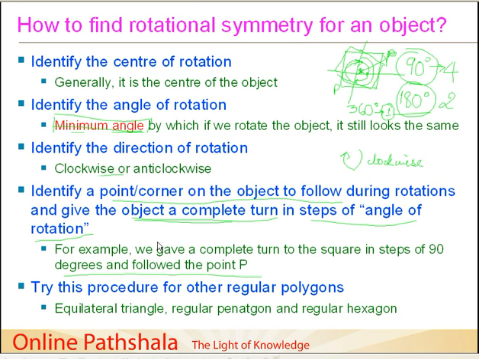Now, having discussed these 4 steps, that is, first we identify the center of rotation, identify the angle of rotation, which is the minimum angle by which we rotate the object so it still looks the same, identify the direction of rotation, identify a point or corner on the object to follow, and give it a complete turn in steps of the angle of rotation. Try to find the symmetry for an equilateral triangle, regular pentagon, and regular hexagon. It's a worthwhile exercise to try out.